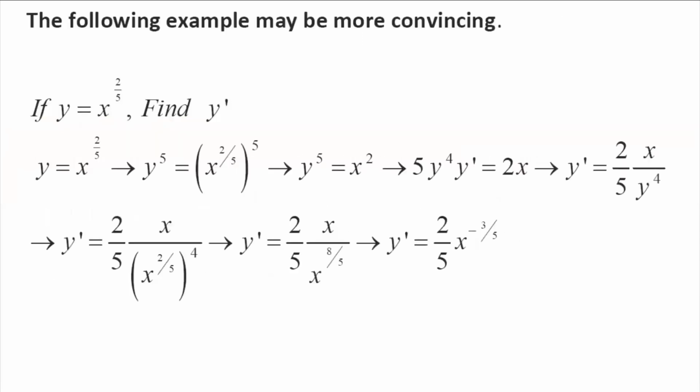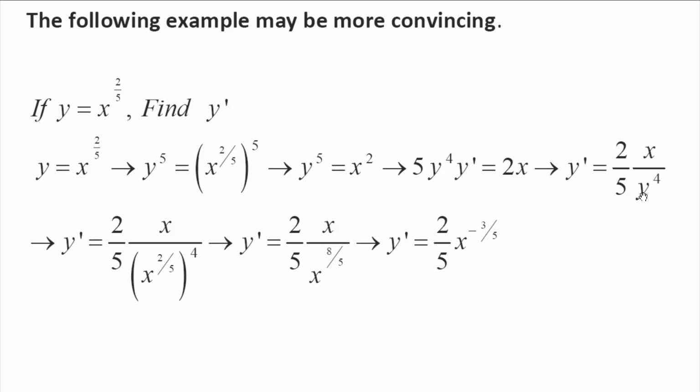Let's take a problem and do that. This is what we just did, for a special problem, x to the 2/5 power, and we do exactly what we did there. Let's raise y equals x to the 2/5 to the 5th power on each side. That's y to the 5th. Multiply exponents when you do that, so that gives you x squared. Then we do the implicit derivative: 5y to the 4th, put a y prime with it, equals 2x. Solve for y prime, and that gives you this.